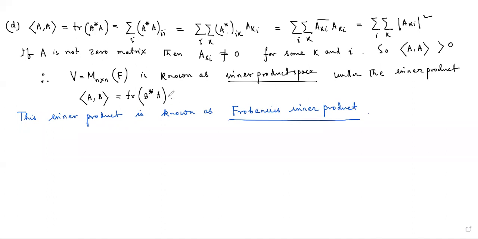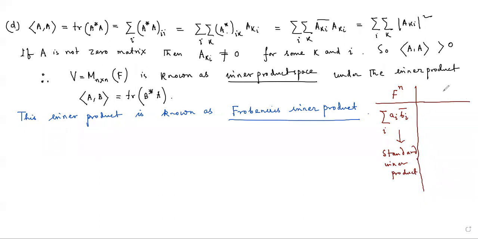So in the previous class, we came across the inner product which is called the standard inner product, and now we have come across an inner product which is called the Frobenius inner product. So always remember that when we talk about the vector space F n, we always consider the inner product of the form a_i b_i bar, which is called the standard inner product. That means if we talk about a two-dimensional space, or a three-dimensional space and so on, an n-dimensional space, we always take into consideration the standard inner product.